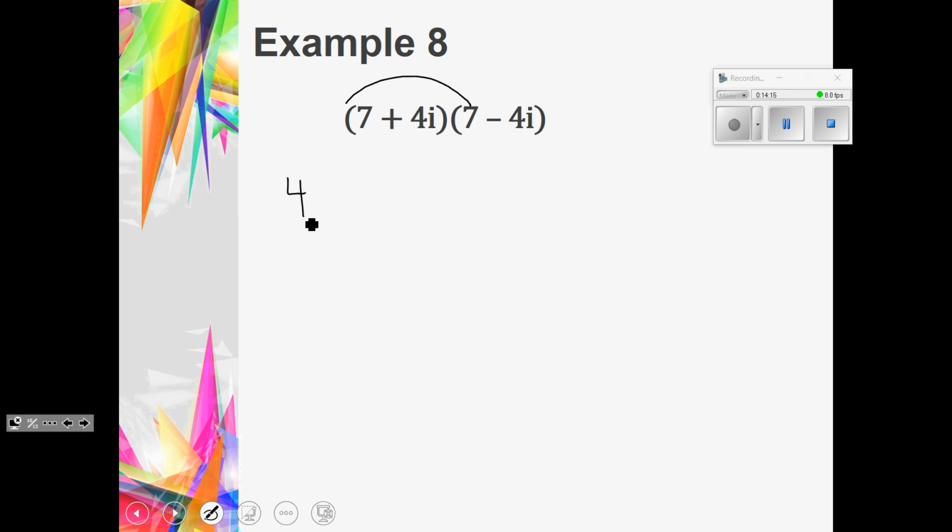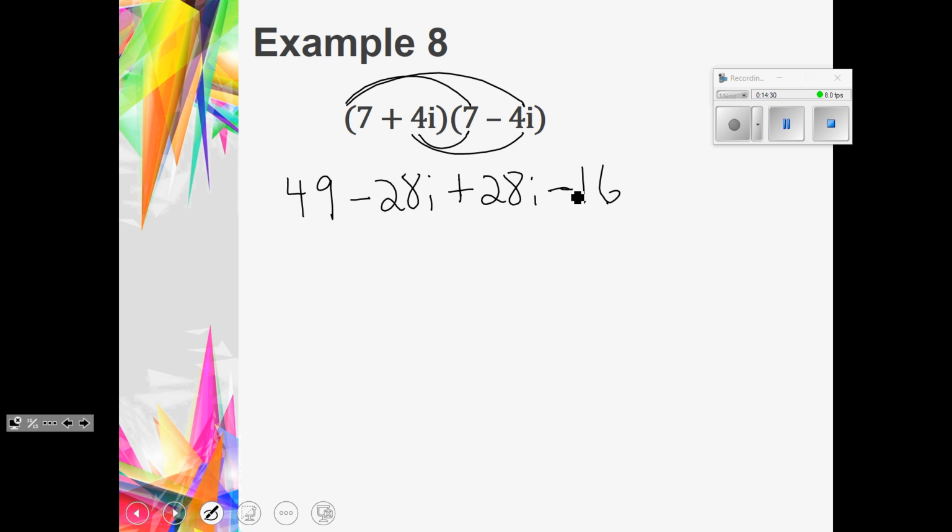So when I FOIL it together, I'm going to get 49 minus 28i plus 28i minus 16i squared. So we know that the middles cancel, and that makes sense because this looks like a difference of two squares for us. So we know that the outer and the inner are going to cancel. So 49 minus 16i squared.